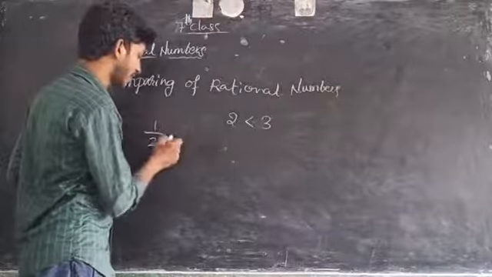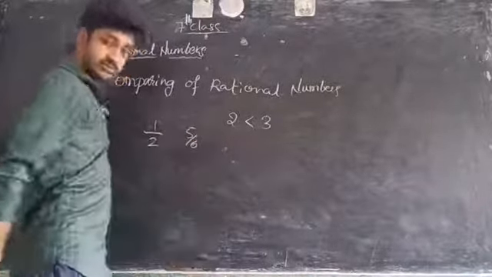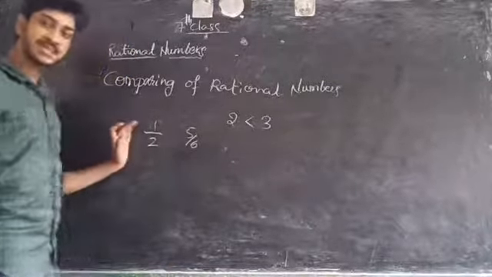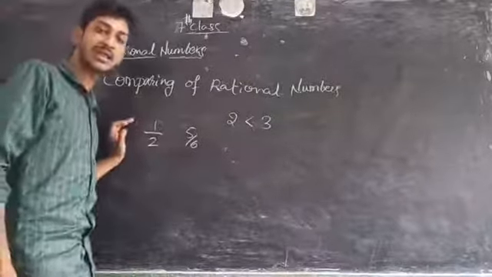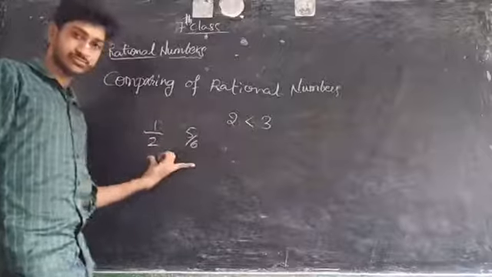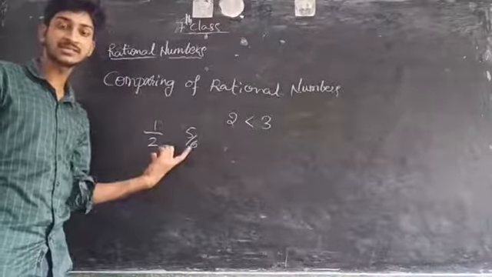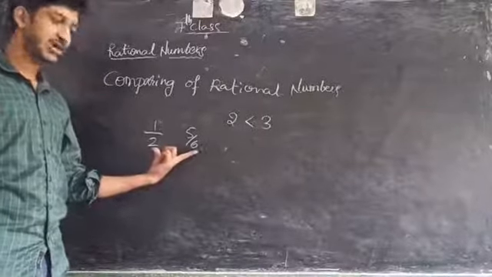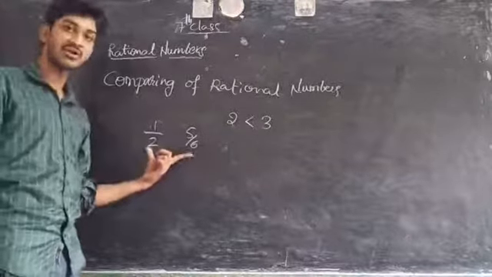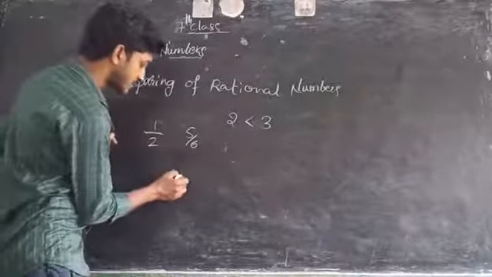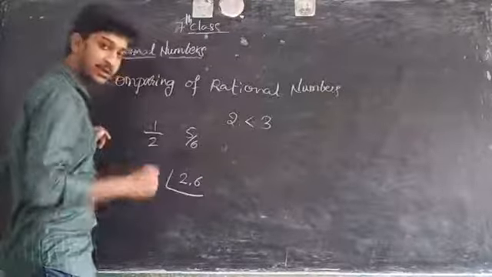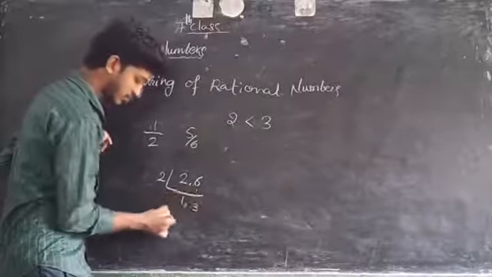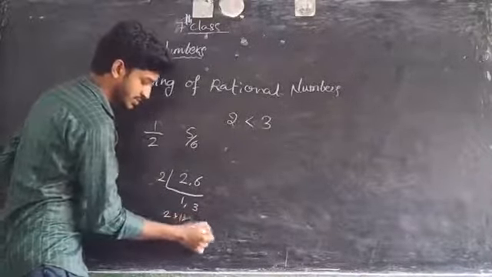See here, we have 1 by 2 and 5 by 6. They are asking which number is greater. We can't tell simply by seeing these numbers. So how can we tell? We have to make the denominators the same for both numbers. See here, the denominators are 2 and 6. First of all, we take these two denominators 2 and 6 and find the LCM. In the table of 2, 1 time, it is 3 times, so 2 into 1 into 3 is equal to 6, which is the LCM.